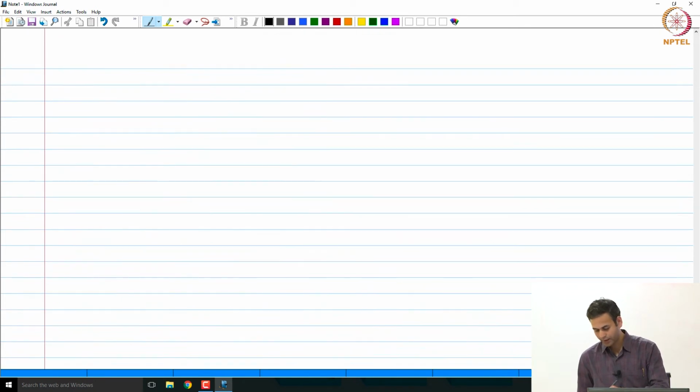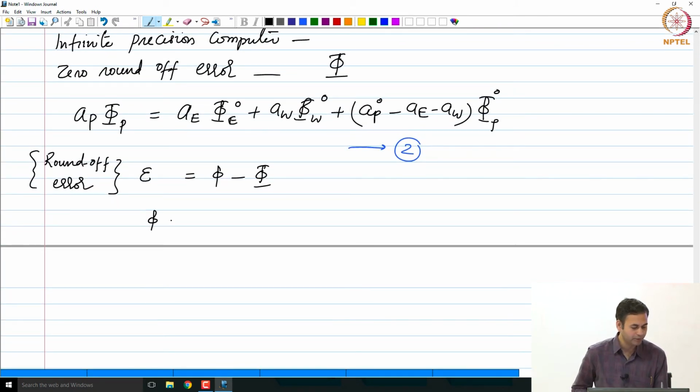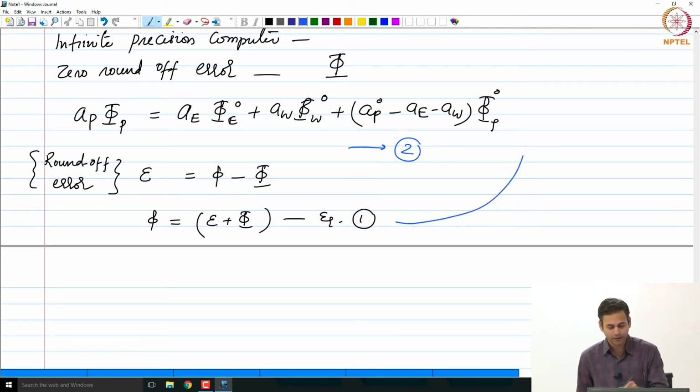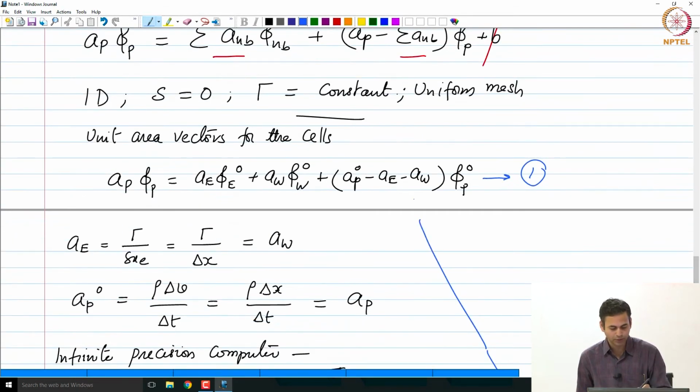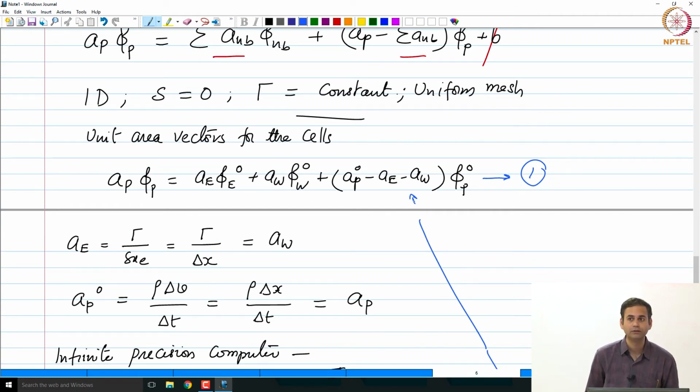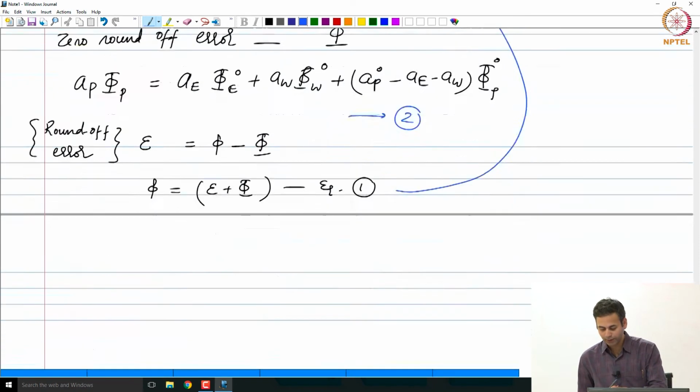That means I can calculate my little phi as epsilon plus capital phi, right. The solution I have is basically the round off error added to the exact solution, and that is my actual solution that I got. Now, can I substitute this little phi back into equation 1? Essentially take this and substitute into equation 1. Can I do that? We have now little phi which is the actual solution. So, we will plug it in here.